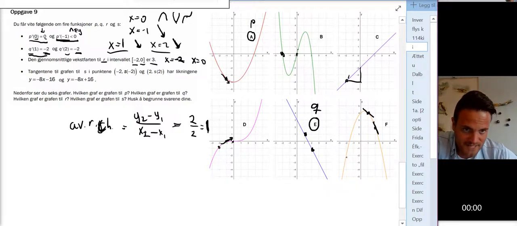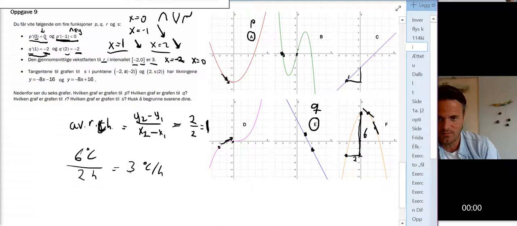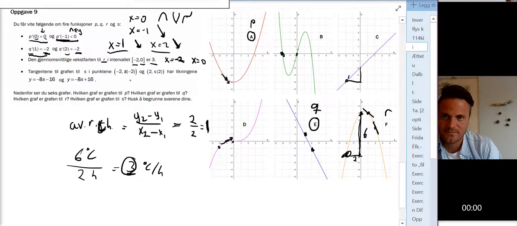But if we look at F here, when x is -2, there's -2 degrees. And when x is 0, it is 4 degrees. So the temperature increases by 6 degrees during 2 hours. So the change here is 6 degrees. It's not degrees, of course, but just to understand, divided by 2 hours, that is 3 degrees per hour. So forget about the degrees, but the average rate of change from here to here is 3. So this is R.